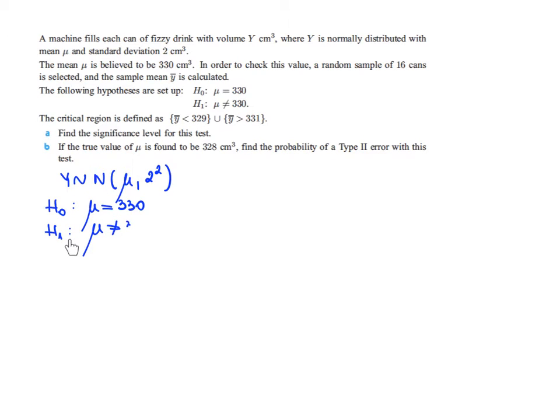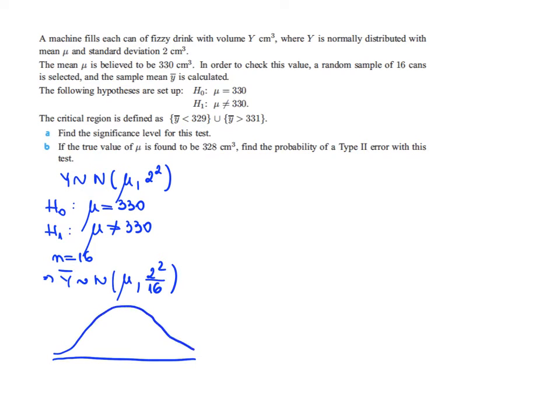I write the null and alternative hypothesis. It's a two-tailed test. We take a sample of size 16, therefore the sampling distribution of the means is normal with the same mean and standard deviation sigma over square root of n. I draw a diagram so that I picture for myself, I visualize the question.